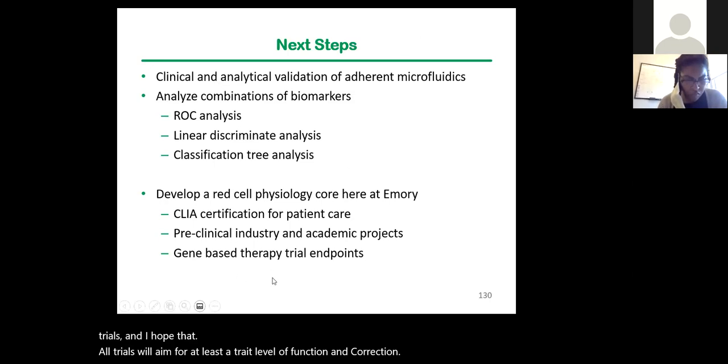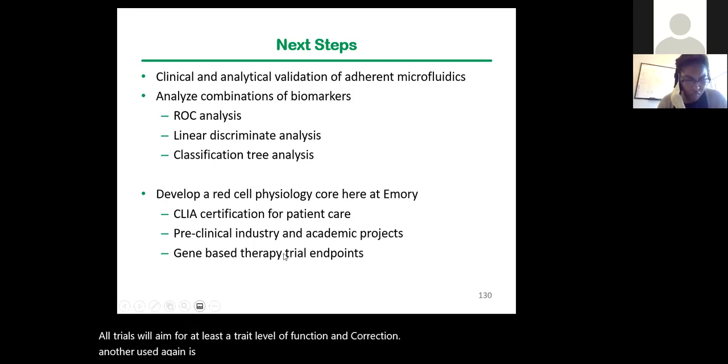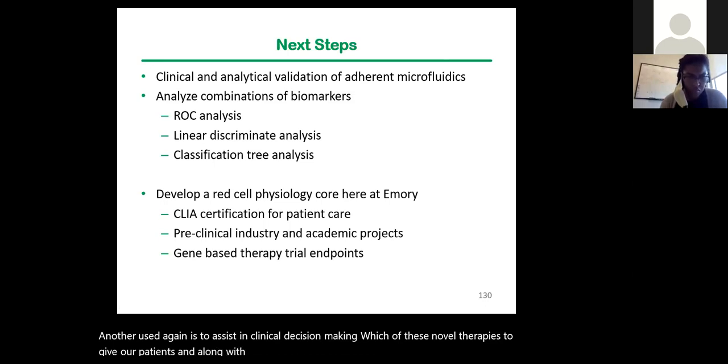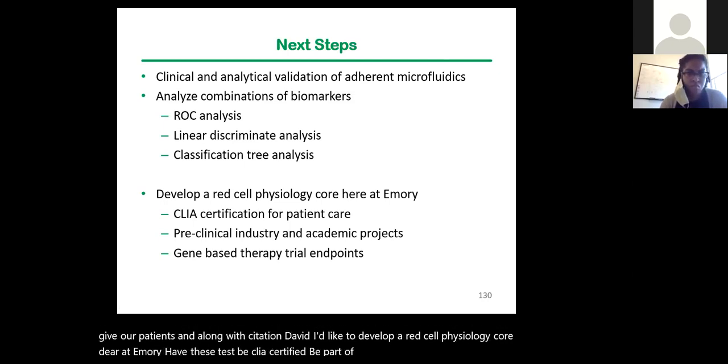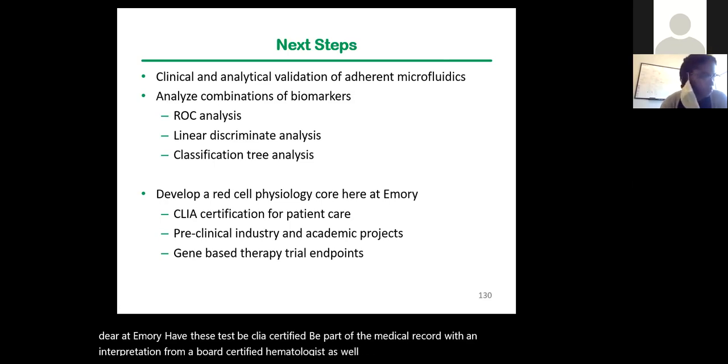Another use, again, is to assist in clinical decision-making, which of these novel therapies to give our patients. And along with Satish and David, I'd like to develop a red cell physiology core here at Emory, have these tests be CLIA certified, be part of the medical record with an interpretation from a board certified hematologist, as well as continue to use them with preclinical industry and academic projects as we have been.